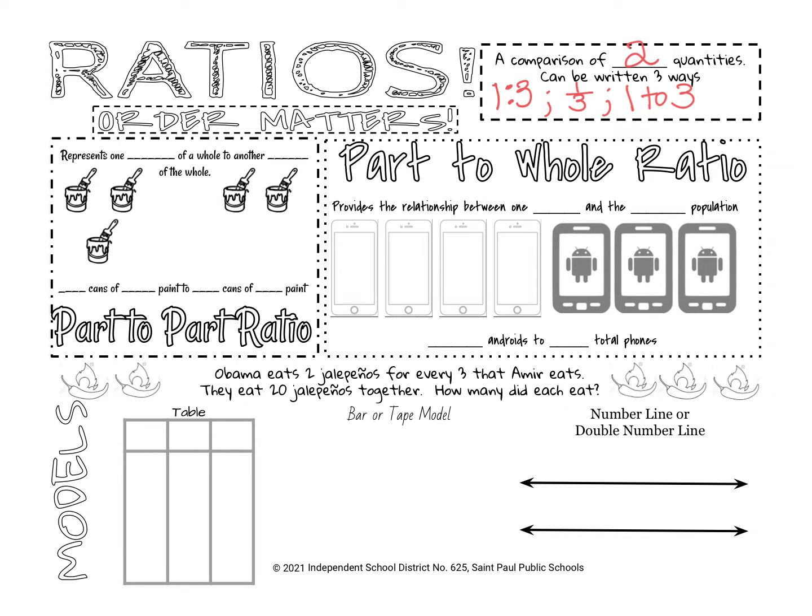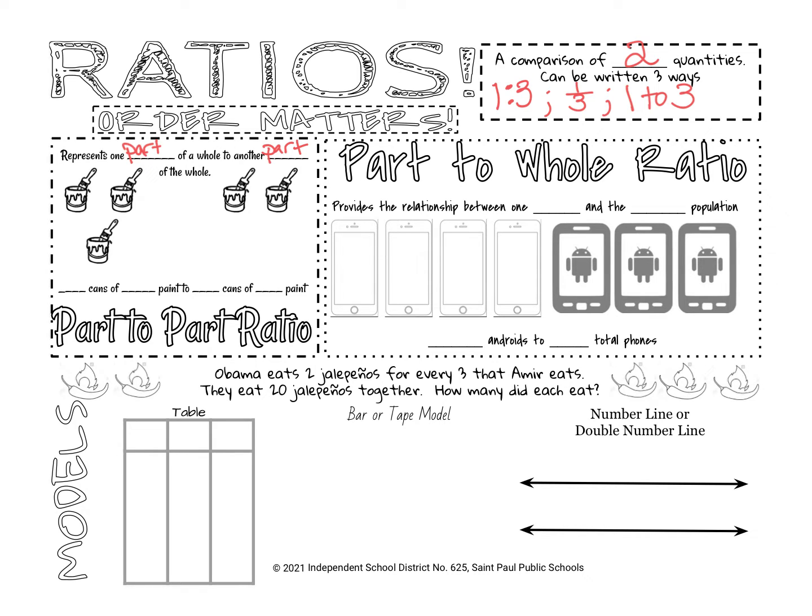So one type of ratio that we can look at is what's called a part-to-part ratio. A part-to-part ratio is when we are just comparing parts. So what happens is we present one part of a whole to another part of the whole.